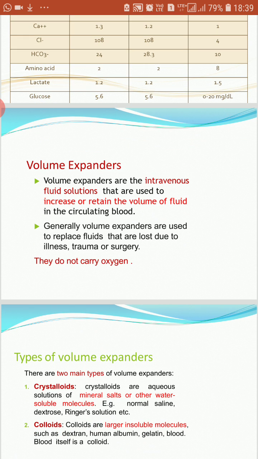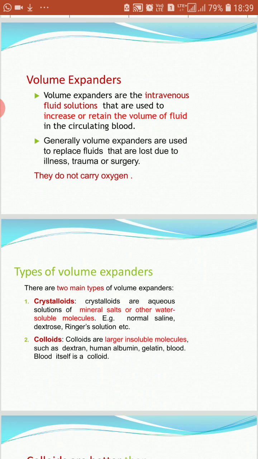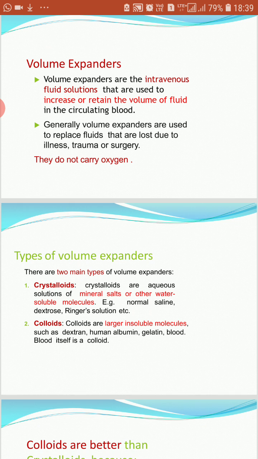They do not carry oxygen, whereas whole blood, because of the presence of blood cells, carries oxygen also. Now, types of volume expanders. They are basically divided into two: colloids and crystalloids. Crystalloids are mineral salts, meaning sodium, potassium, magnesium, lactate. Examples are normal saline, dextrose, Ringer solution. Whereas colloids are larger molecular weight substances like dextran, albumin, gelatin. Blood itself is a colloid.